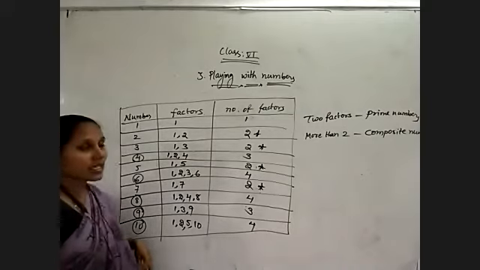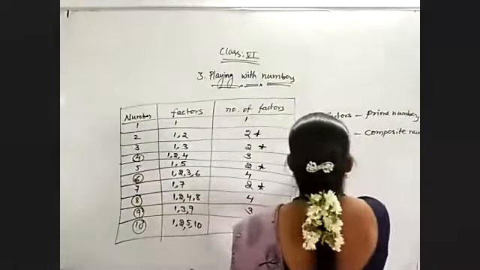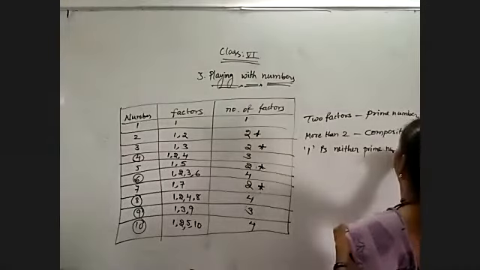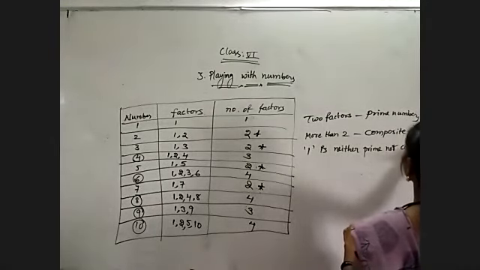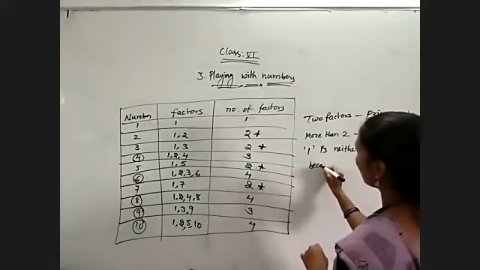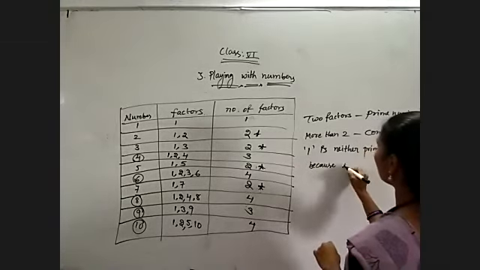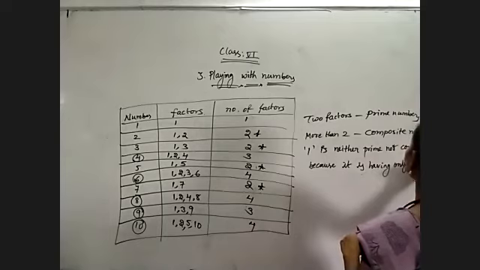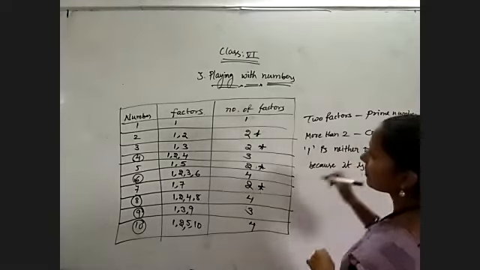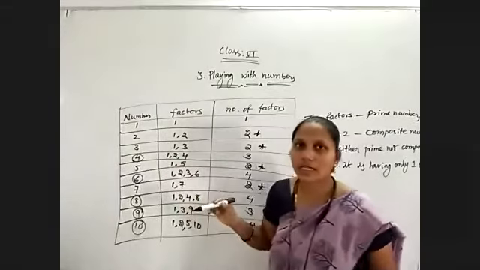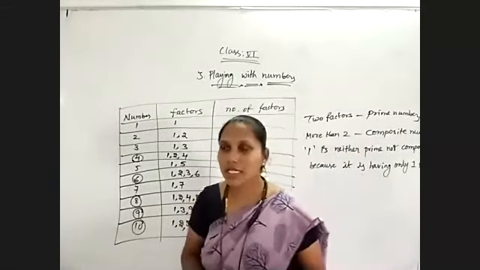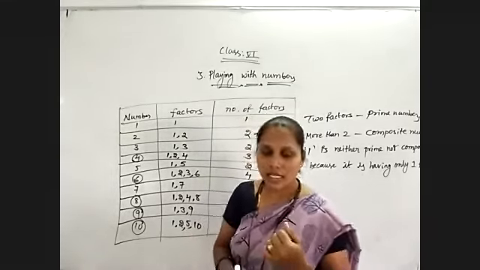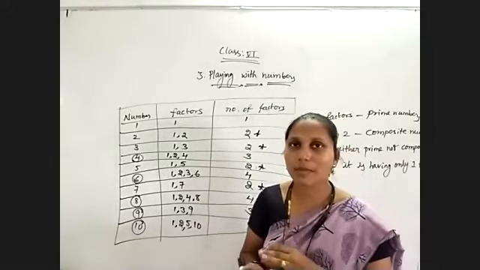Remember, this question is very, very important. So 1 is neither prime nor composite because it has only 1 factor. So remember, if a number has 2 factors, it is said to be a prime number. If a number has more than 2 factors, it is said to be a composite number. And 1 has only 1 factor, that's why it is neither prime nor composite.